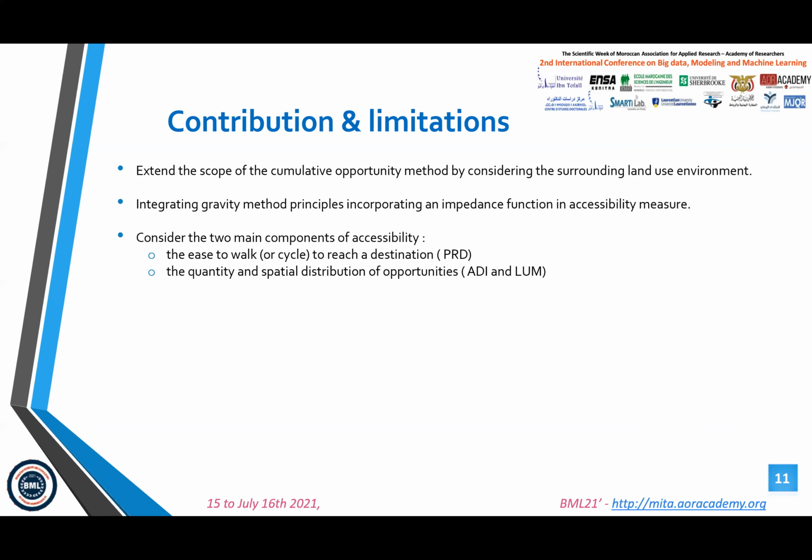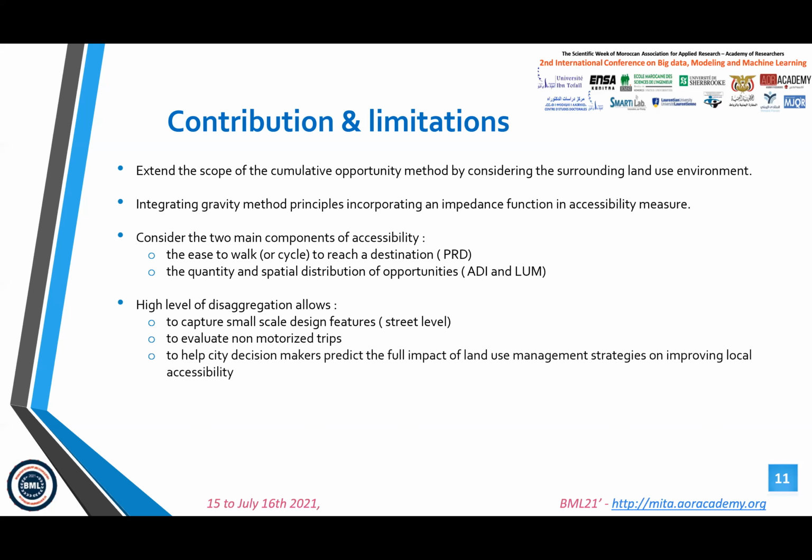This model presents a high level of disaggregation to capture small-scale street design features and to also evaluate non-motorized trips, and therefore helps city decision makers predict the full impacts of land use management strategies on improving local accessibility, such as densification of activity, mixing activity, and bringing them closer together by improving walking and cycling conditions and pedestrian-friendly environments.